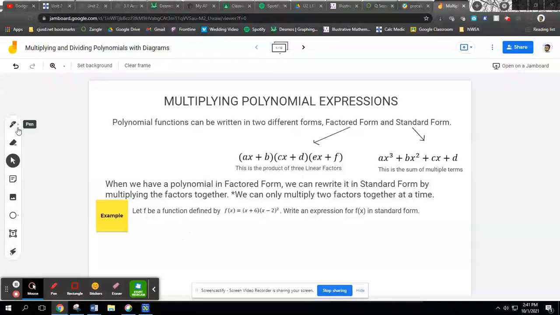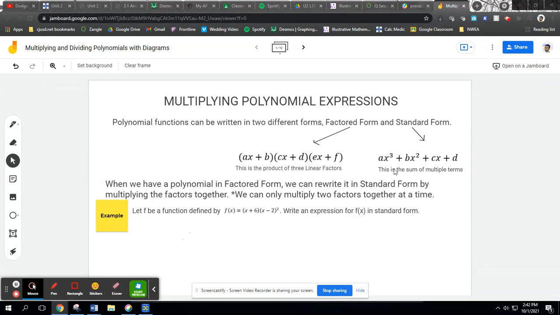First thing we need to be proficient with is multiplying polynomial expressions. We've learned in the past that polynomial functions can be written in two different forms, factored form and standard form. Factored form can be written something like this. I've given random parameters a, b, c, d, e, and f. And we can see that a factored form polynomial can be written as the product of three linear factors, most of the time. Sometimes not necessarily all linear, but they can be written as the product of factors.